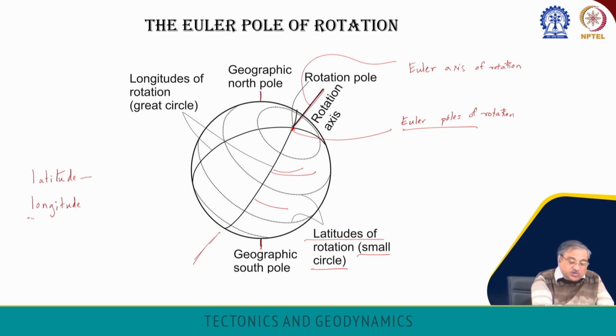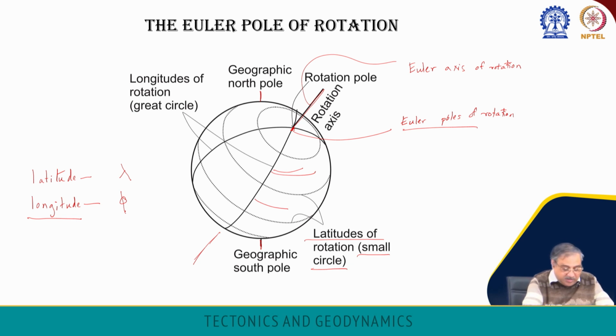The longitudes, on the other hand, are all great circles. They pass through the geographic north and south poles. So the position of any point on the surface of the Earth would be given by the intersection of the latitude and the longitude. Conventionally, we will use the word lambda to depict the latitude, and we will use phi to depict the longitude.